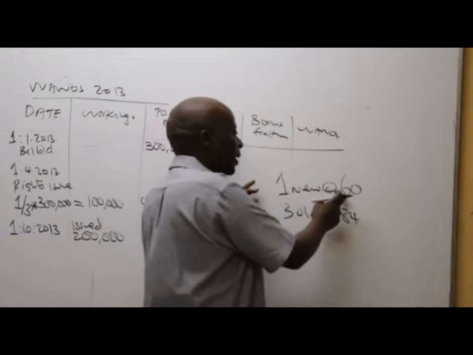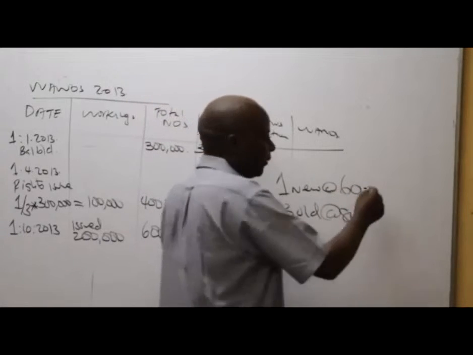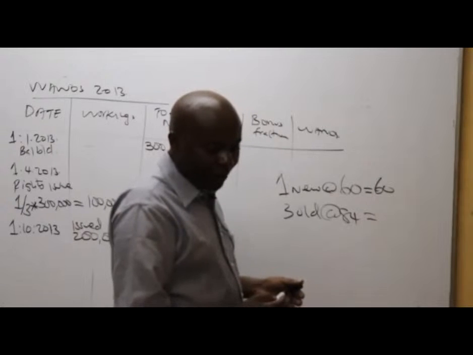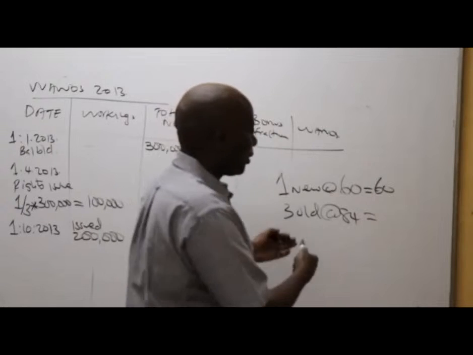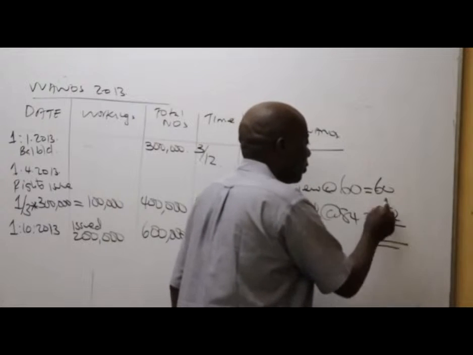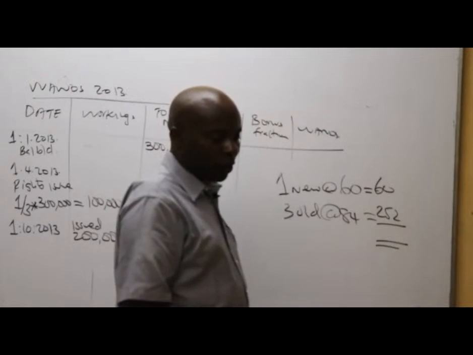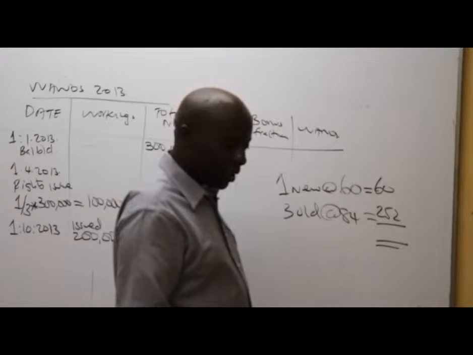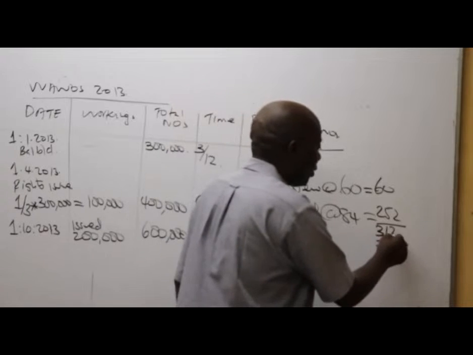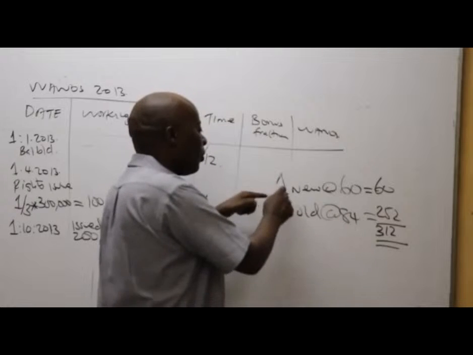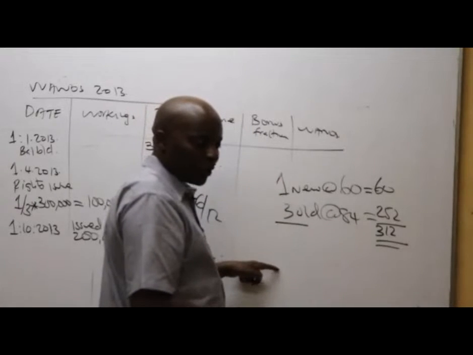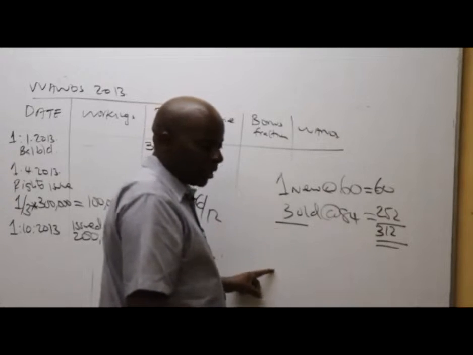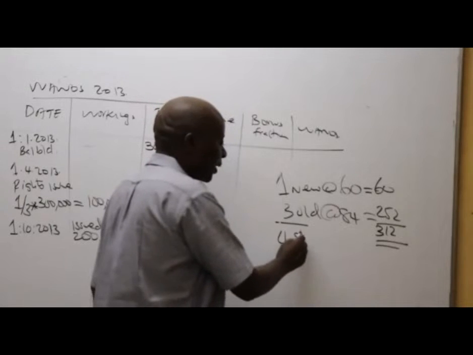So then 1 times 60 gives us how much here, somebody? 60. 3 times 84 gives me how much? They say it is 66 again. 252. So when you add them all, what is the total value? The total value comes to 314, or 312. So this 312 is for how many shares? 1 new, and when you add, it will be 4 shares.